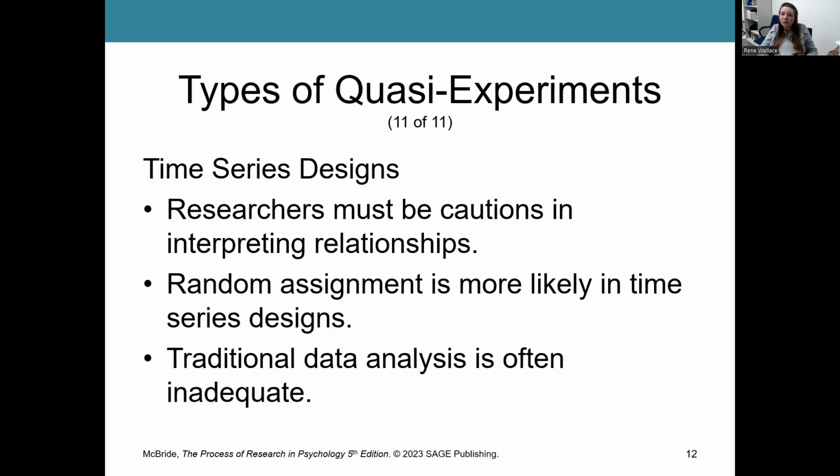Researchers have to be cautious when we interpret relationships, right? We need to make sure that we're interpreting it correctly and that there really is a relationship there, and maybe do random assignment because that's more likely in time series designs. You can get random assignment usually that way. Traditional data analysis is often inadequate when you're looking at a time series designed quasi-experiment.